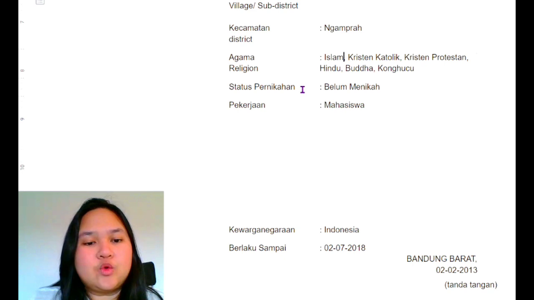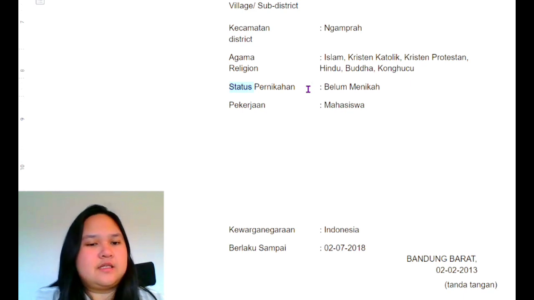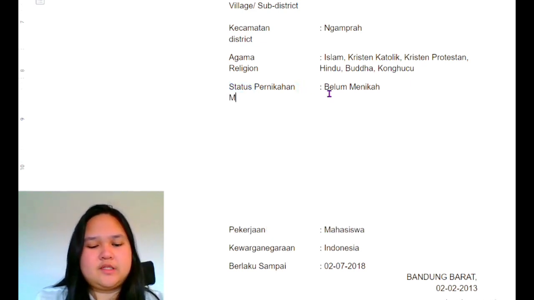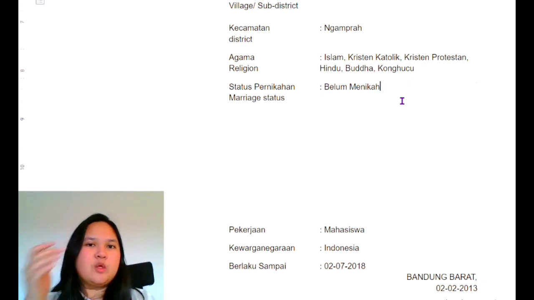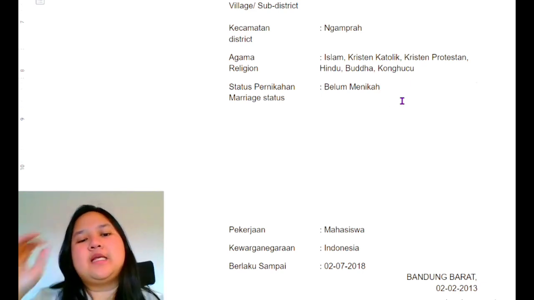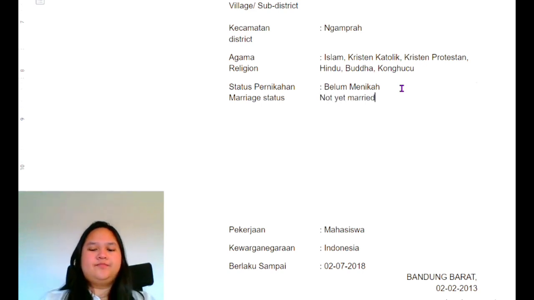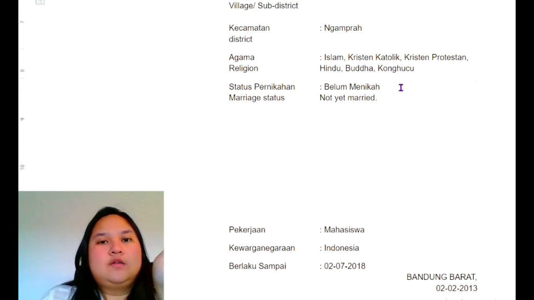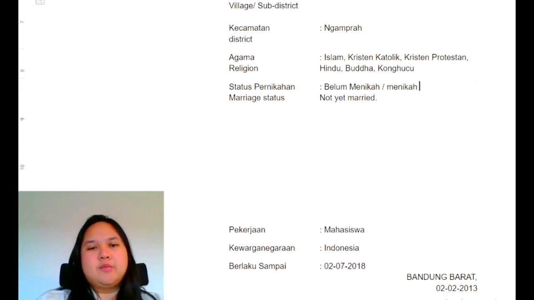Next one we have status pernikahan. Status is like in English, and pernikahan is marriage, so it's a marriage status. Here it's belum menikah. Belum means not yet, and menikah is married. So in this ID, her status is not yet married. Usually there are two options here, belum menikah or menikah. Menikah is married and belum menikah is not yet married.